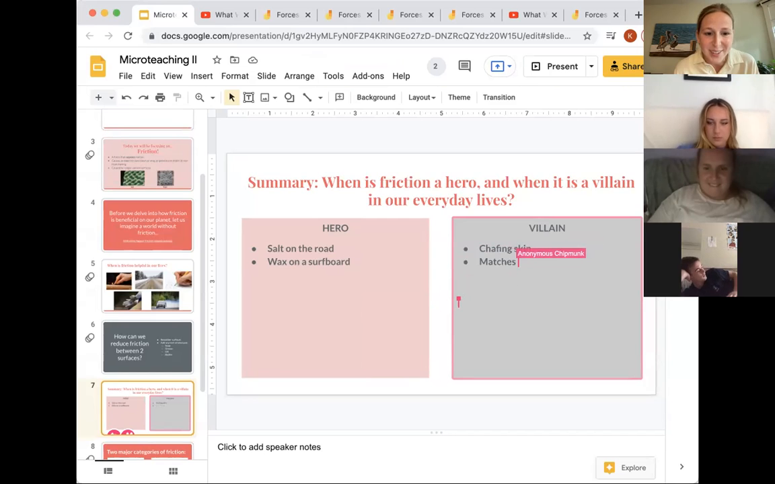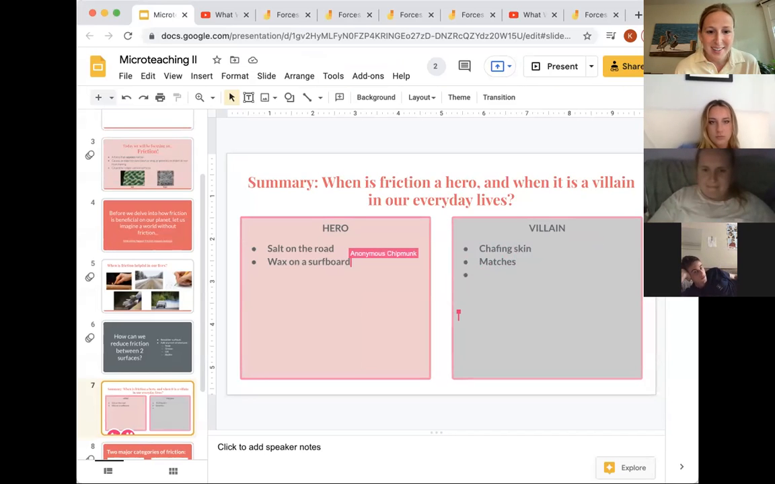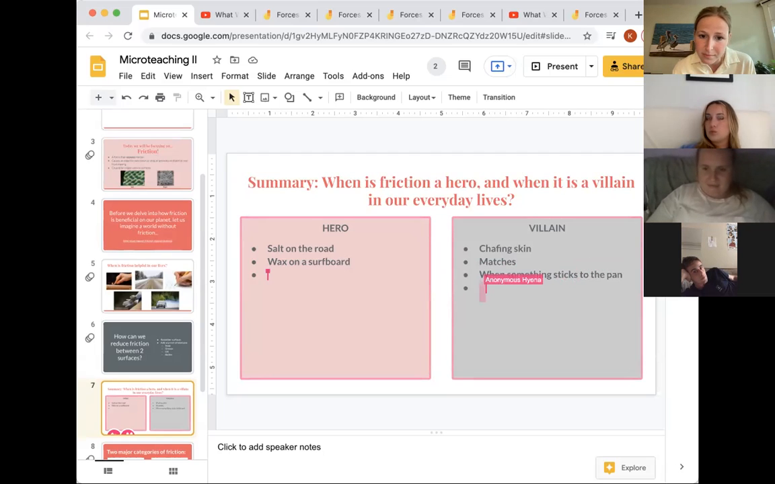These are looking really good so far. Wax on a surfboard, I like that one a lot. I'm not a very good surfer myself, but I know that when there's not a lot of wax on that board, it's even more difficult than when there is. I really can't do it either way, but you definitely want some wax on that board. All right, great.